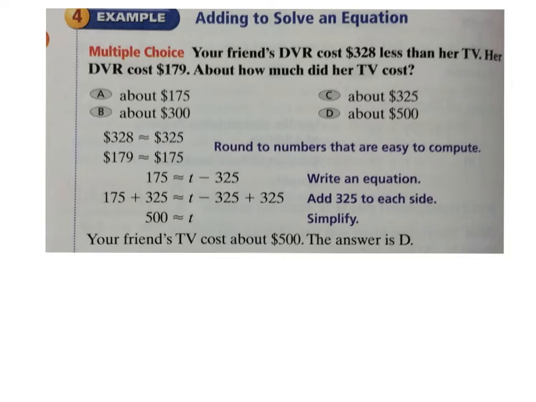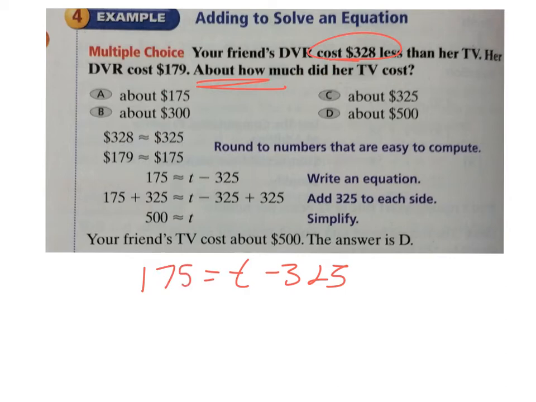As always, I get to make story problems out of these. Love story problems. Your friend's DVR costs $328 less than her TV. Her DVR costs $179. How much did her TV cost? Well, obviously, it says it costs less, right? Notice it says about how much. I don't know why we're doing about, but your friend's DVR costs $328 less than her TV. So we don't know how much the TV is, right? So let T equal the TV minus 325.